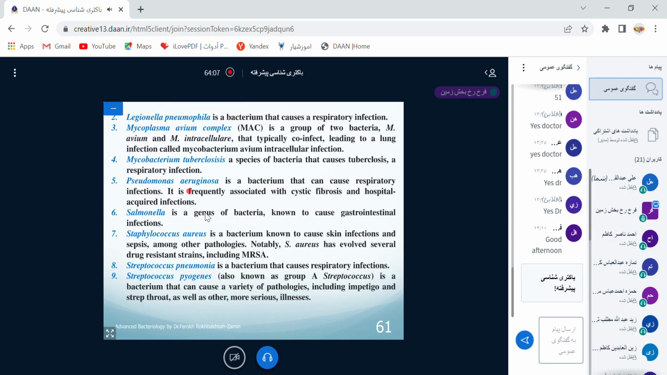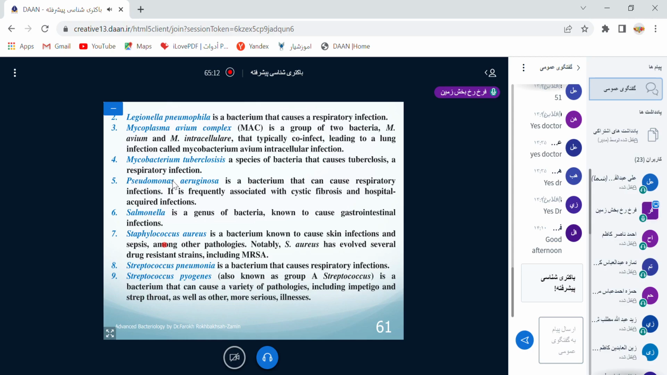Pseudomonas aeruginosa is a bacterium that can cause respiratory infections. It is frequently associated with cystic fibrosis and hospital-acquired infection. Mostly it is related to people who suffer fire or have burned skin. In people with burned skin, mostly they will be infected with Pseudomonas, especially Pseudomonas aeruginosa, and especially those which have multiple antibiotic resistance. Salmonella is another one, a genus of bacteria known to cause gastrointestinal infection also.